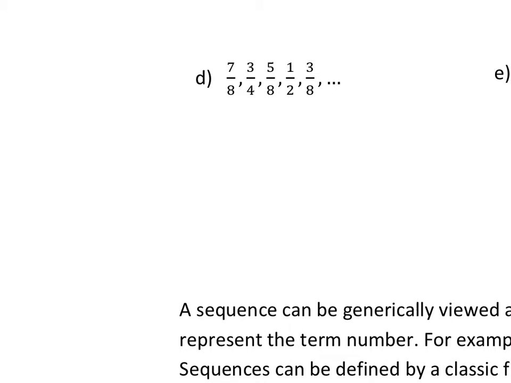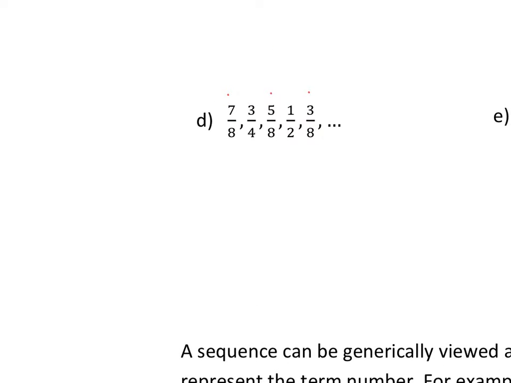Let's look at letter D. In letter D, we have some fractions here, and we have some different denominators as we go through it. We have 7/8 to 3/4, to 5/8 to 1/2, to 3/8. I'm noticing that every other term is decreasing by 2/8. So let's say I were decreasing by 1/8. This will be 6/8. Then this one will be 4/8. 7/8, 6/8, 5/8, 4/8, 3/8.